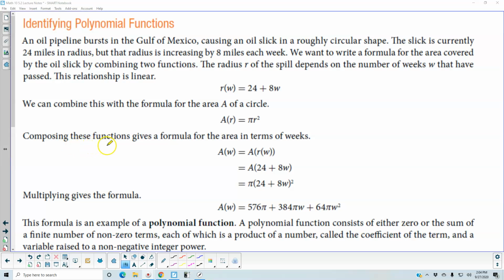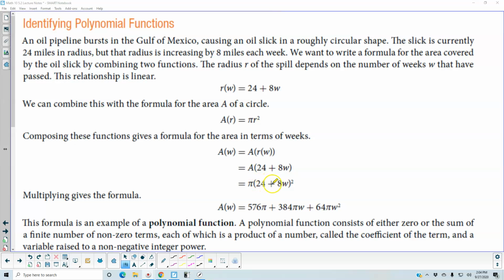Composing these functions gives a formula for the area in terms of weeks. So A of w is equal to A of r of w. So we're going to plug in 24 plus 8w in for the value of r into the function of the area of the circle. So A of w is going to equal pi times (24 plus 8w) squared.